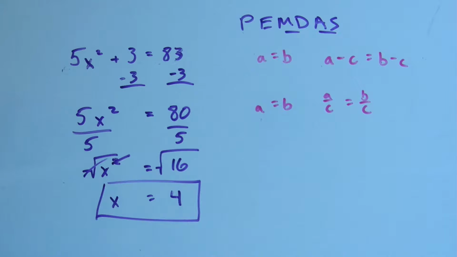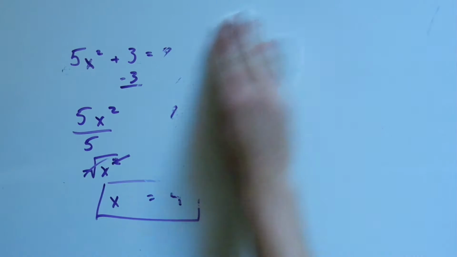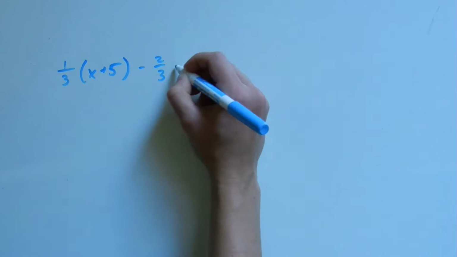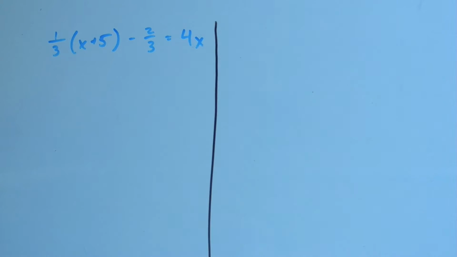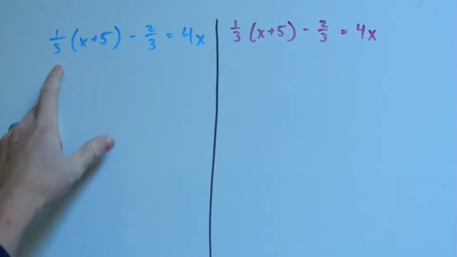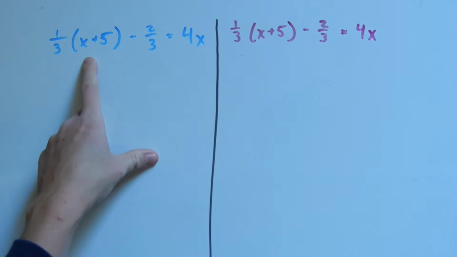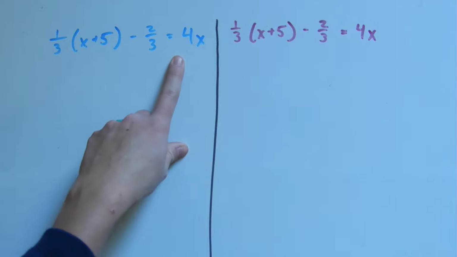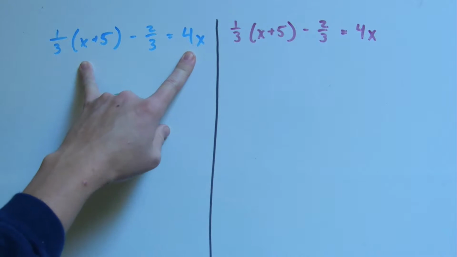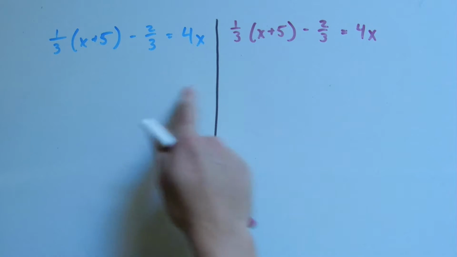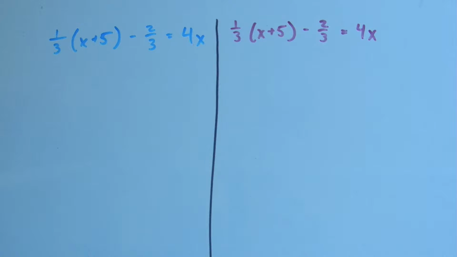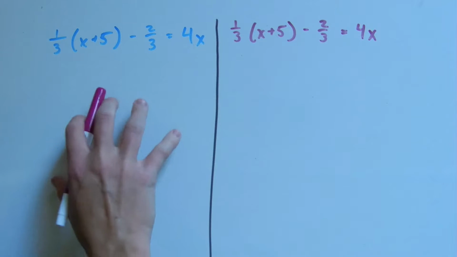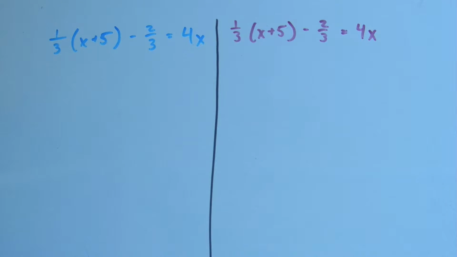Let's do one more example. Our next equation is going to be 1/3 times the quantity x plus 5 minus 2/3 is equal to 4x. So we're solving for the x. I wrote this equation twice because there's a couple different ways to find out what that x is equal to. So I'm going to show you 2 different ways for the same equation.